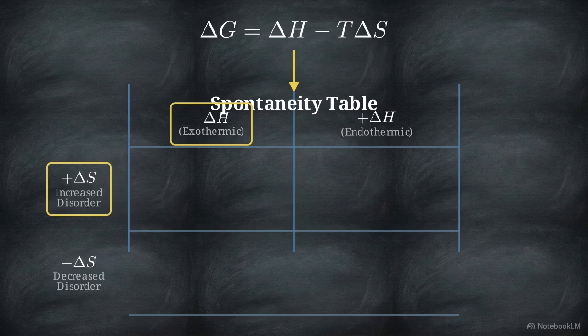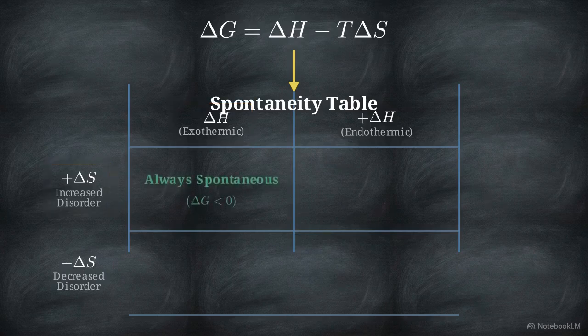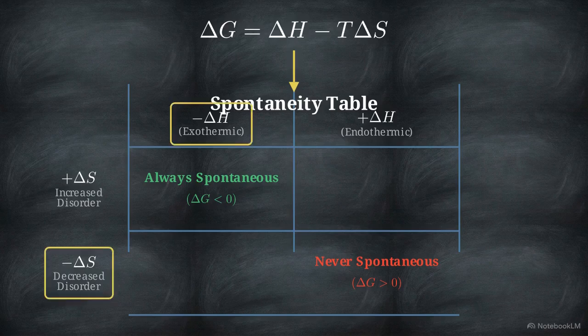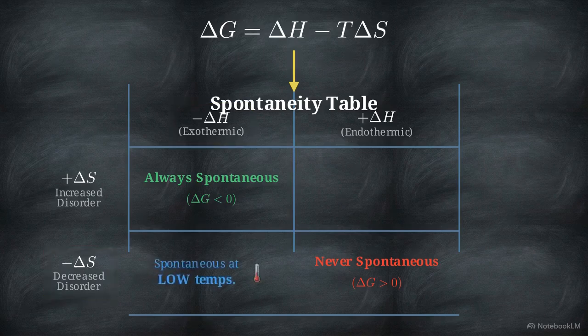If a reaction releases heat, making delta H negative, and increases disorder, making delta S positive, delta G will always be negative. The reaction is always spontaneous. Conversely, if a reaction consumes heat and decreases disorder, delta G is positive. It is never spontaneous.